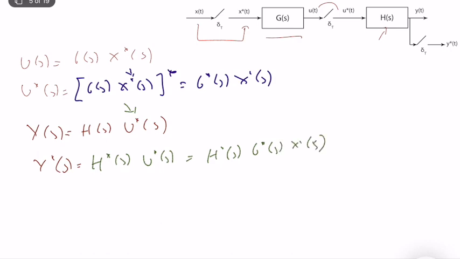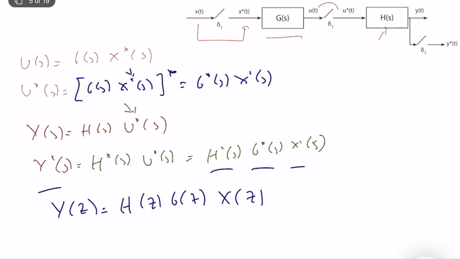The good thing is this is star, this is star, this is star, this is star, and everything is star Laplace transform, which means that there is technically a discrete time equivalent, and we can write Y of z is equal to H of z, G of z, X of z. This is my combined transfer function. Let's call it T of s. So it means that I can separately discretize G and H, and I am good to go.